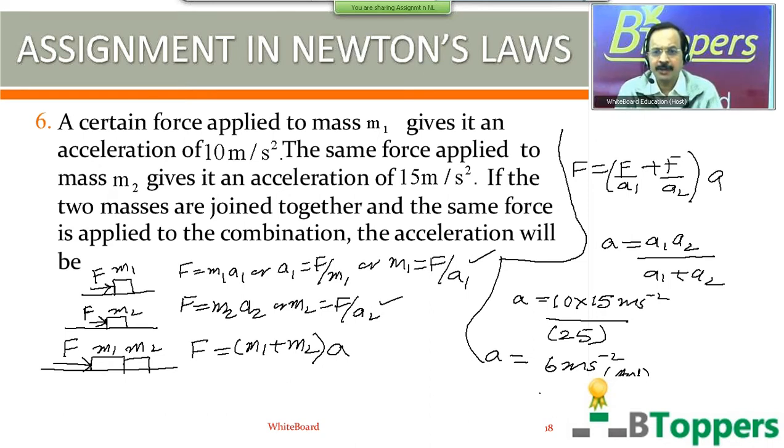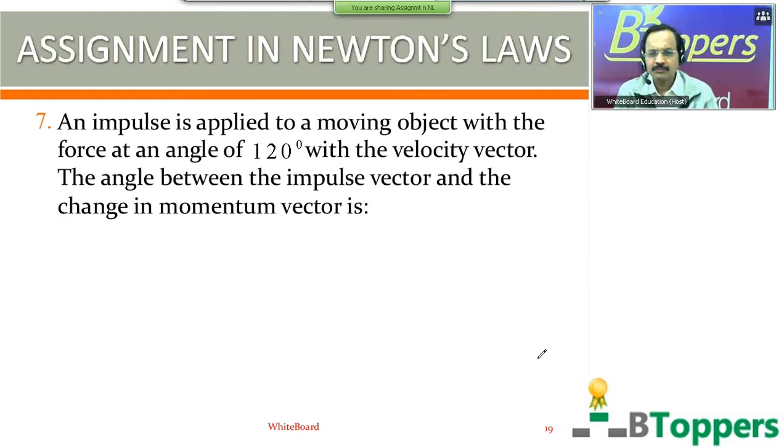If you want to copy the solution of the problem, you can pause and copy it. I'm going to discuss the next question, question number 7. An impulse is applied to a moving object with the force at an angle of 120 degrees with the velocity vector. The angle between the impulse vector and the change in momentum vector is? This question was originally given in one of the previous EAMCET examinations.